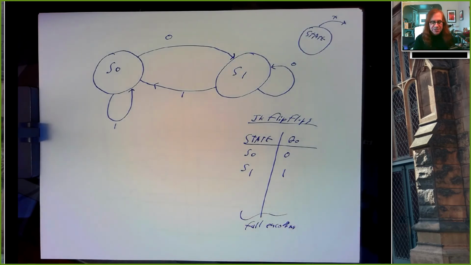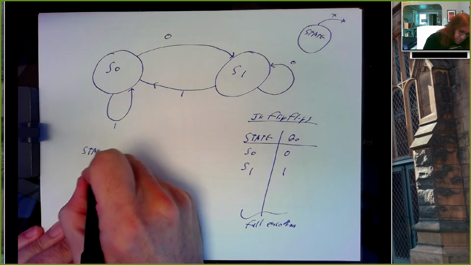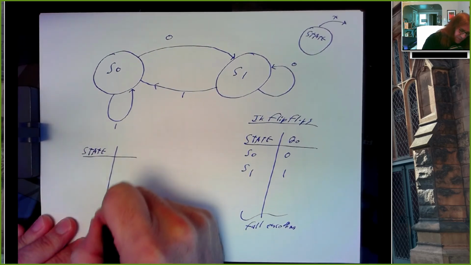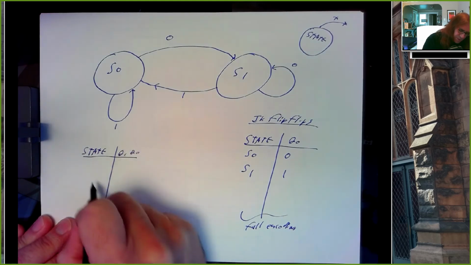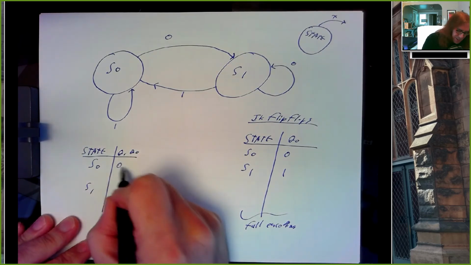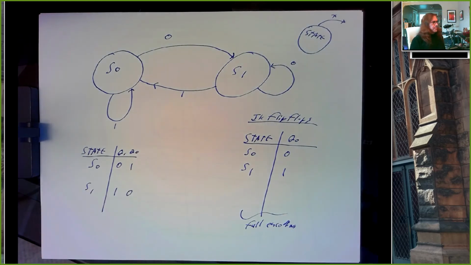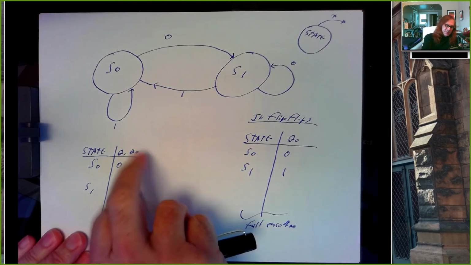But there's an alternative. We could use 2 flip-flops. We could use a pair of flip-flops, Q1, Q0. And we could say state 0 is going to be represented by this pattern, and state 1 will be represented by this pattern. Now, why would we want to do that? Why would we want 2 flip-flops instead of 1? It turns out that we can avoid certain race conditions sometimes by doing this.